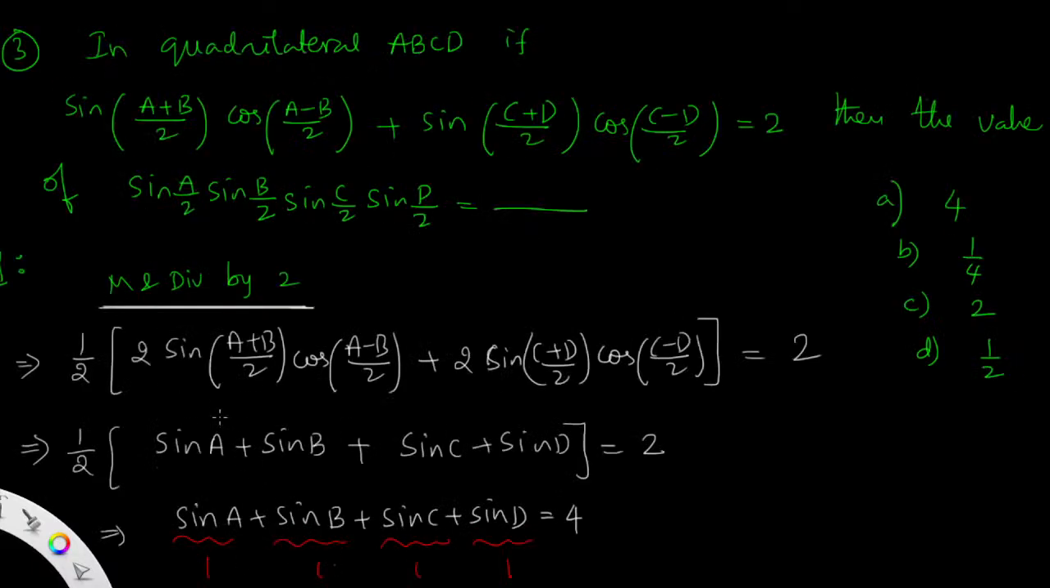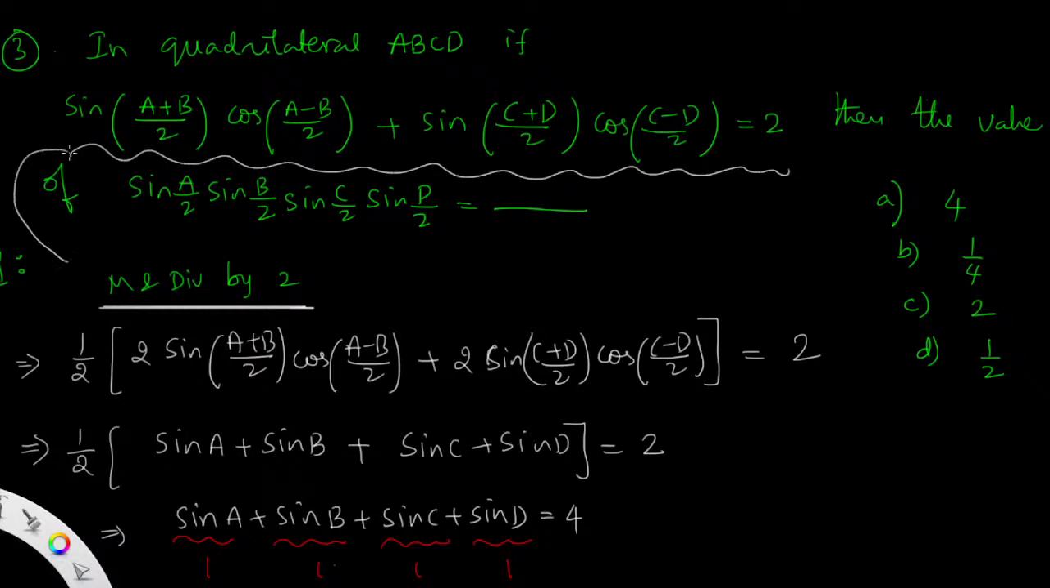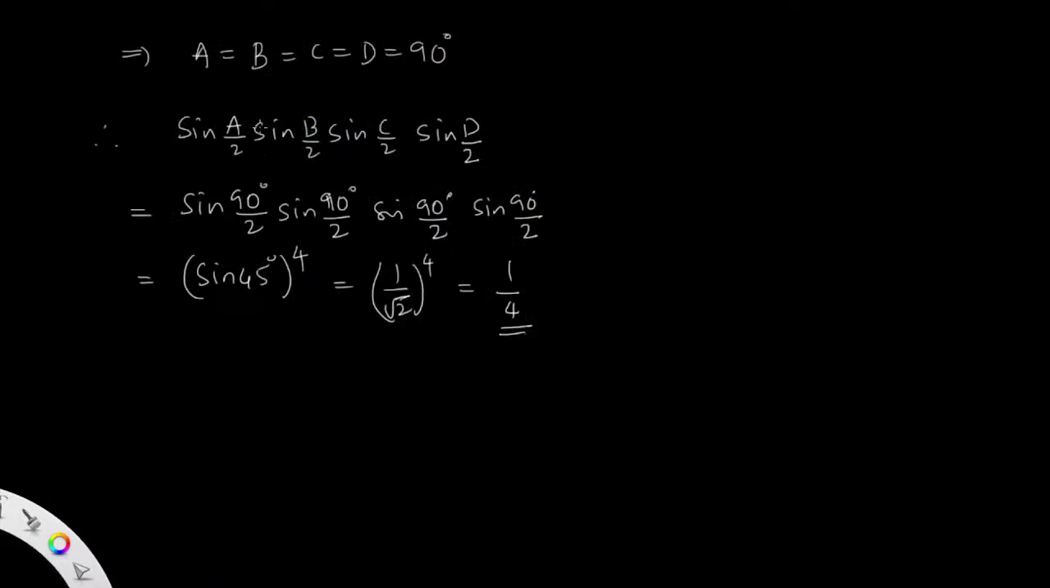Okay, so just multiply and divide this expression by 2. Then you get the value as 2 equal to 2. For this equation, every term must be 1, then the inequality goes to LHS equal to RHS. So sin A equal to 1 means A must be 90 degrees, B must be 90 degrees, C must be 90 degrees, D must be 90 degrees. Then each and every angle substituted as 90 gives sin 90 by 2, and we get the value 1 by root 2 whole power 4, which is equal to 1 by 4.